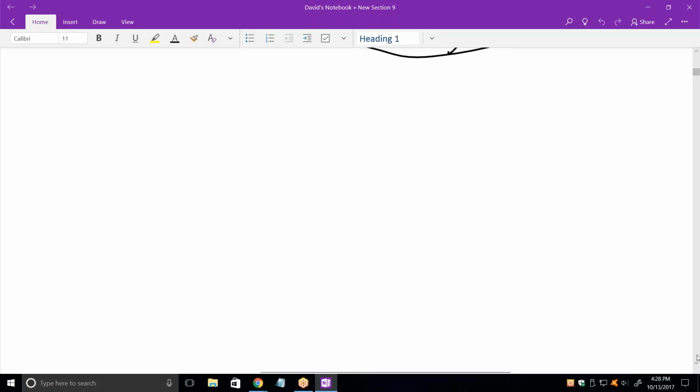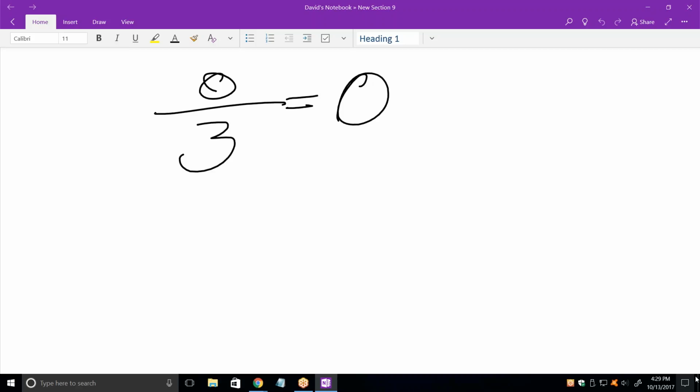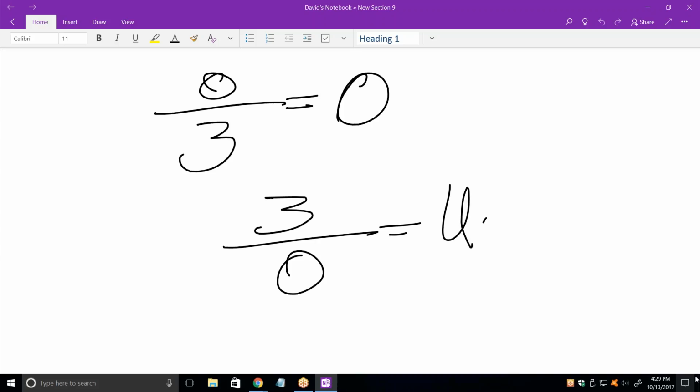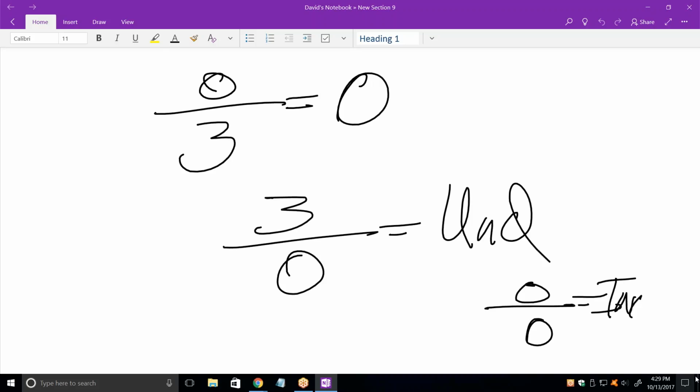Okay, so it's undefined then? No, it's 0. It's not undefined. 0 is not undefined. Make sure you notice the difference. If I take 0 divided by 3, that's 0. You can have a 0 in the numerator. But if I take 3 and divide it by 0, that is undefined. You just cannot divide by 0. You can divide into 0. And if you have 0 divided by 0, that's called indeterminate.